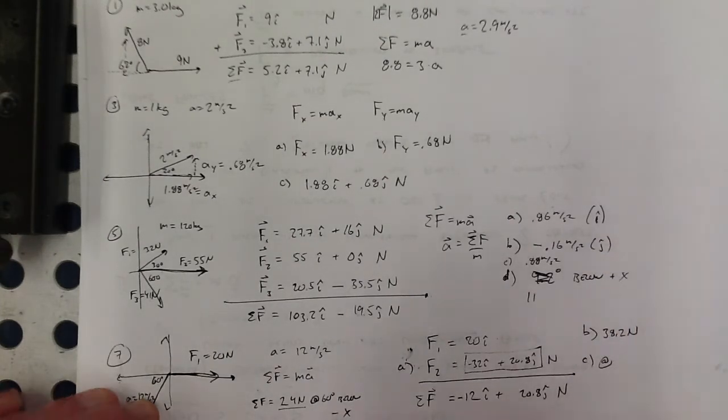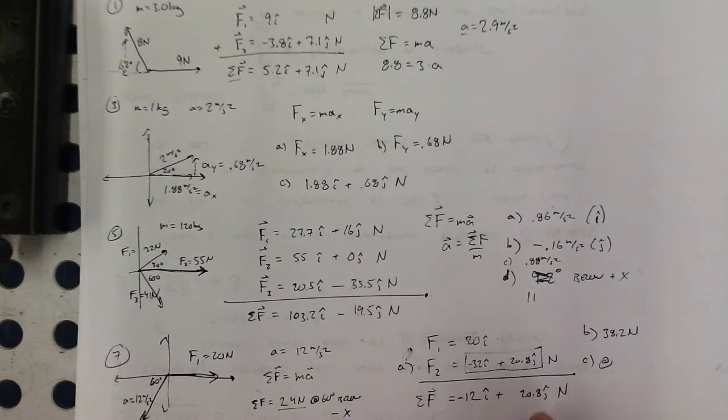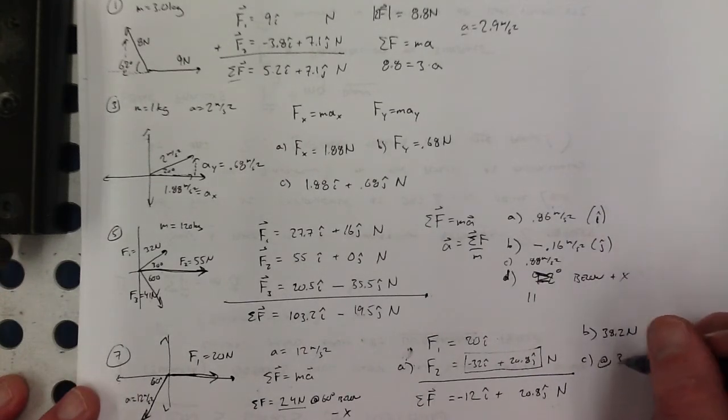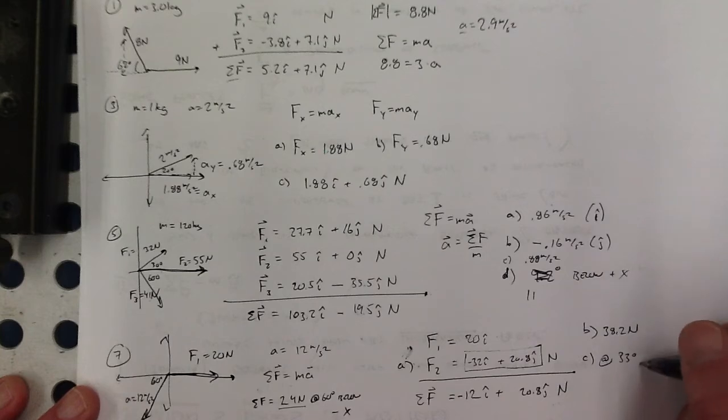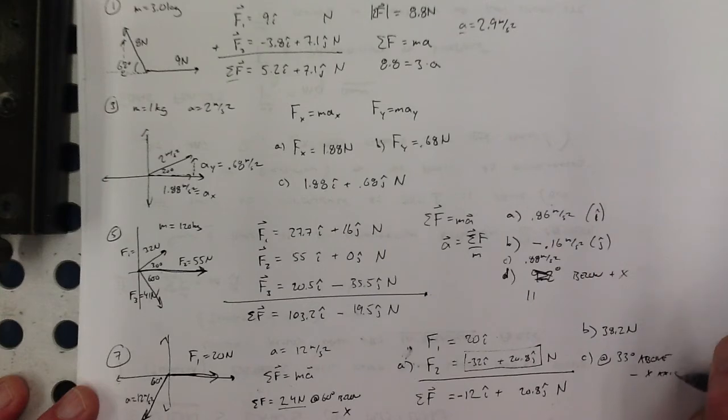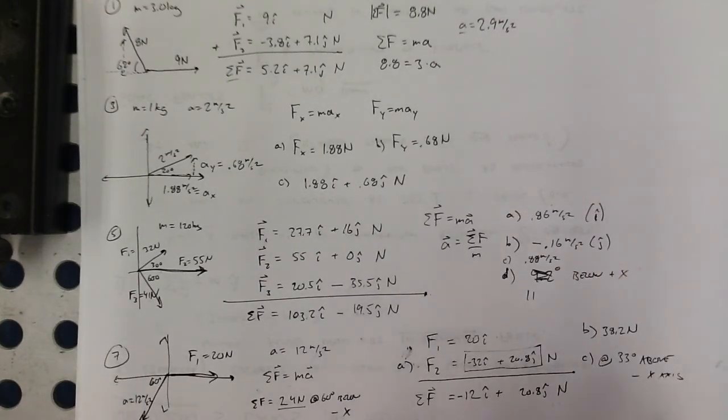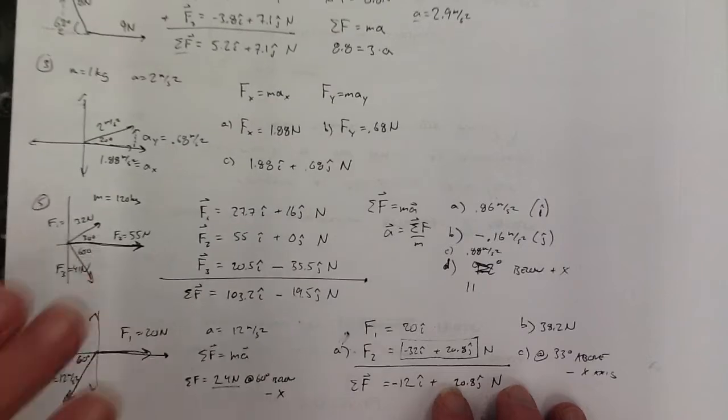And when I do the tangent inverse of rise over run, that gives me 33 degrees. That's negative positive, so that's above the negative x-axis. Can you see that over there?